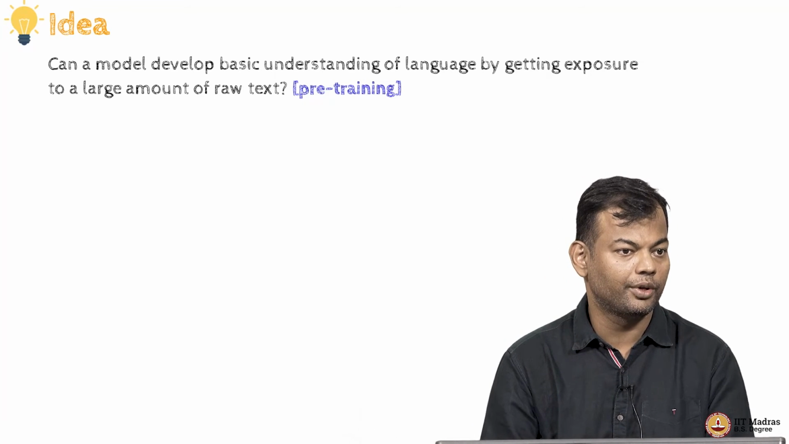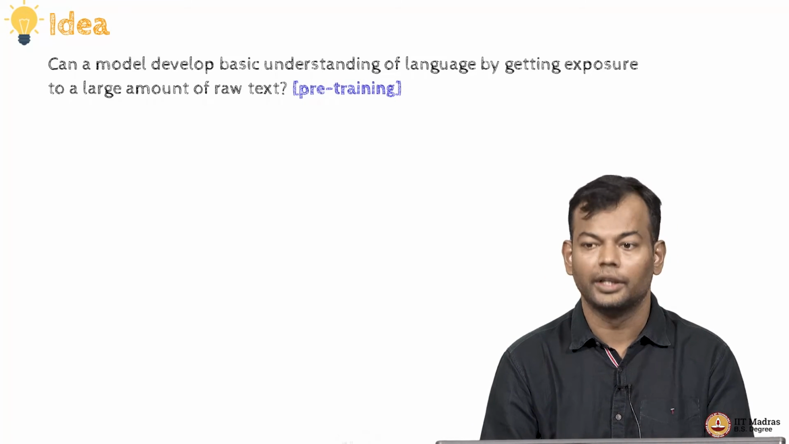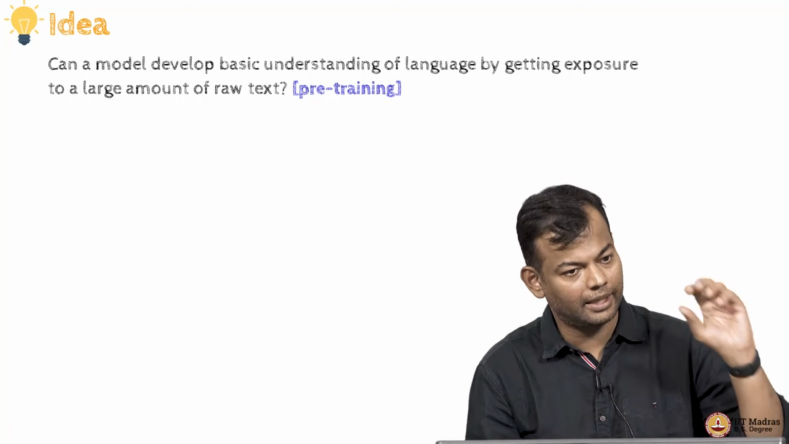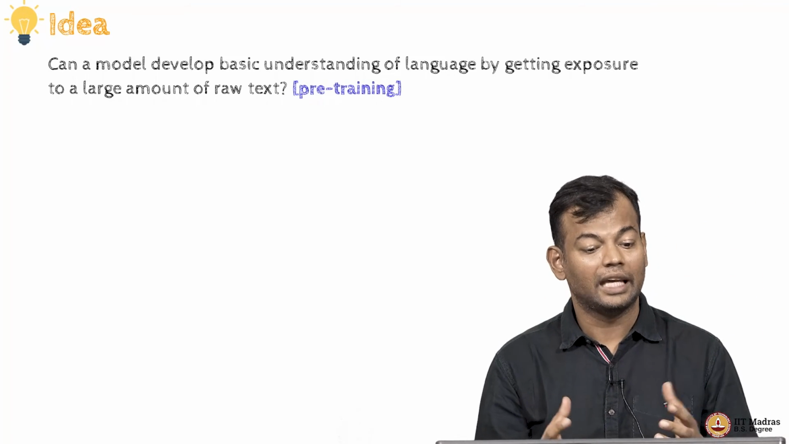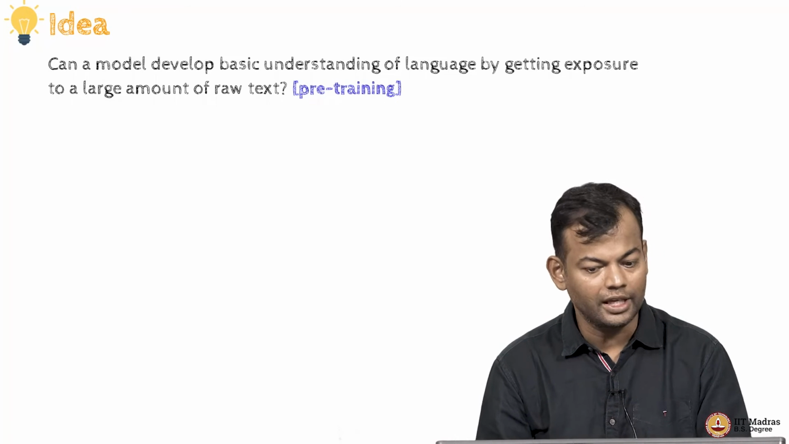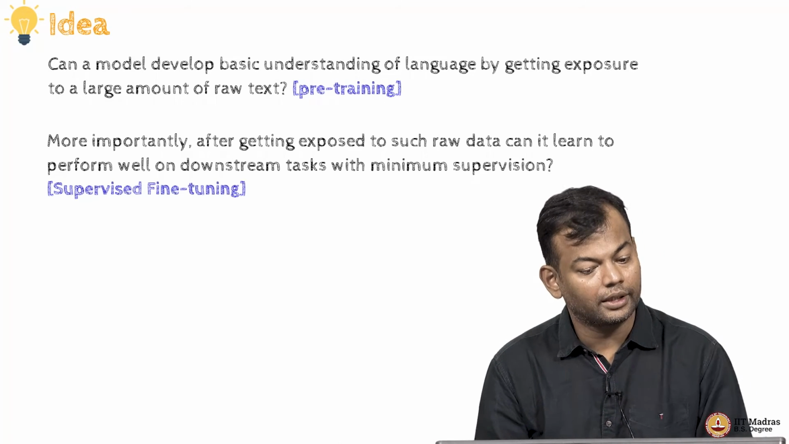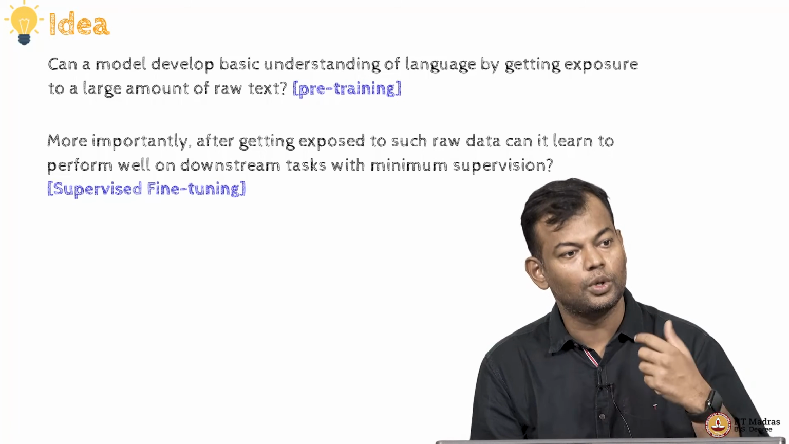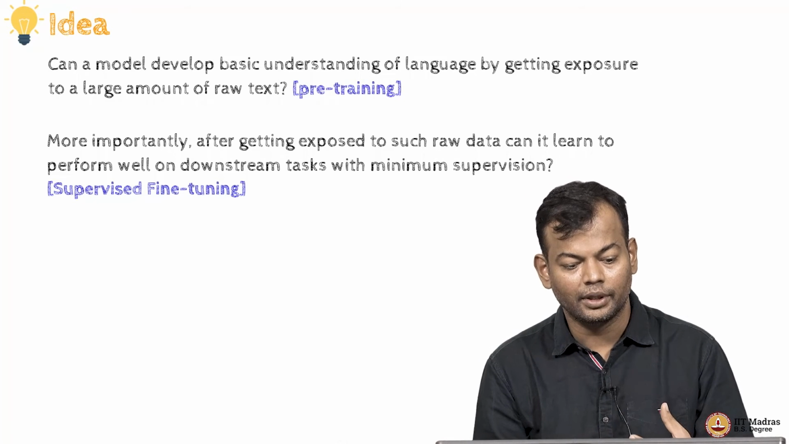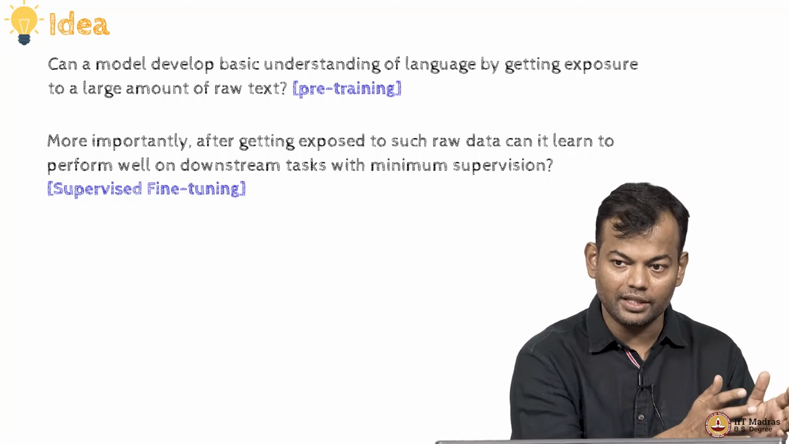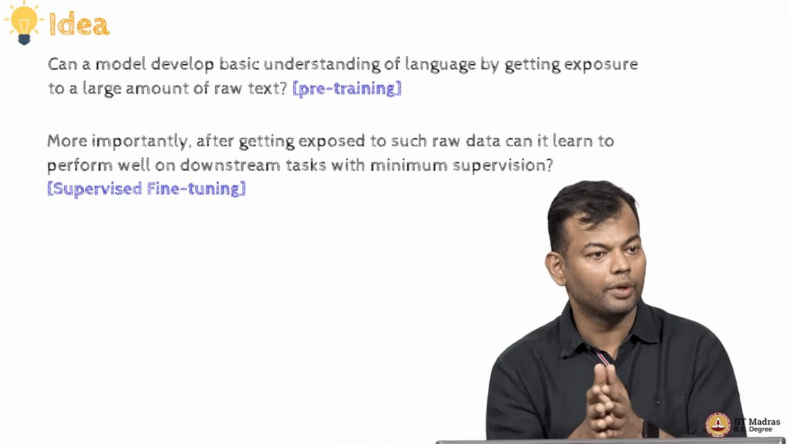Where is this raw text going to come from? The internet, right? All the corpus that I was showing you, Wikipedia is there, news is there, blogs are there, books are there. Can we use all this large amount of raw text for pre-training, right? So that's where the motivation comes from. And now if we do that, after getting exposed to a large amount of language data, can the model perform well on downstream tasks which are specialized, requiring very little supervision on those tasks?